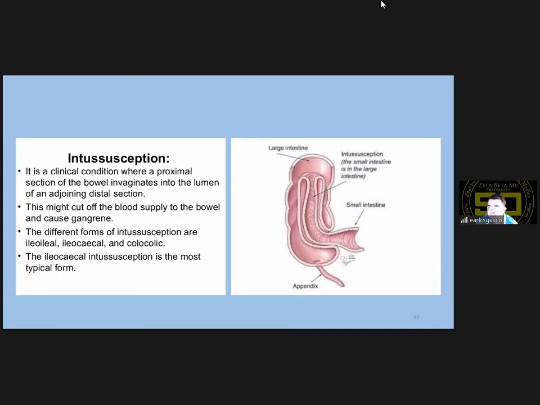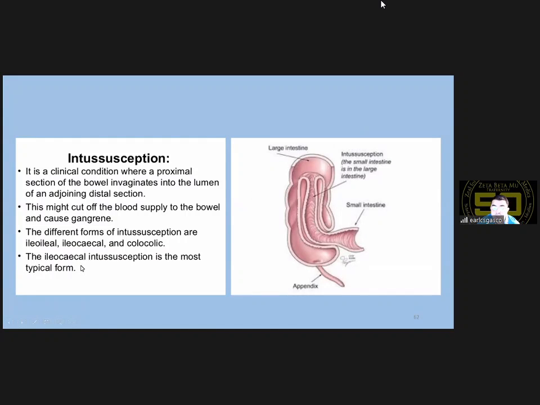Next is intussusception, which I mentioned earlier. It is a clinical condition where a proximal section of the bowel invaginates into the lumen of the adjoining distal section. So it actually telescopes inside. This might cut off the blood supply to the bowel and cause gangrene. We have three different types. We have the ilioileal, wherein the proximal ileum invaginates into the distal ileum. We have iliocecal, where the ileum invaginates into the cecum. And we can also have colocolic, wherein the proximal colon invaginates inside another distal colon.